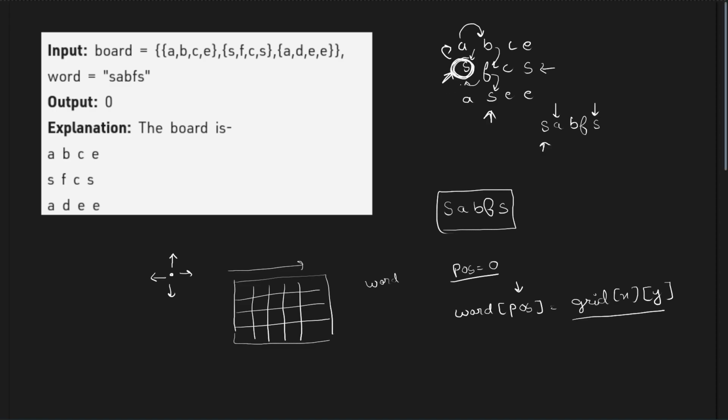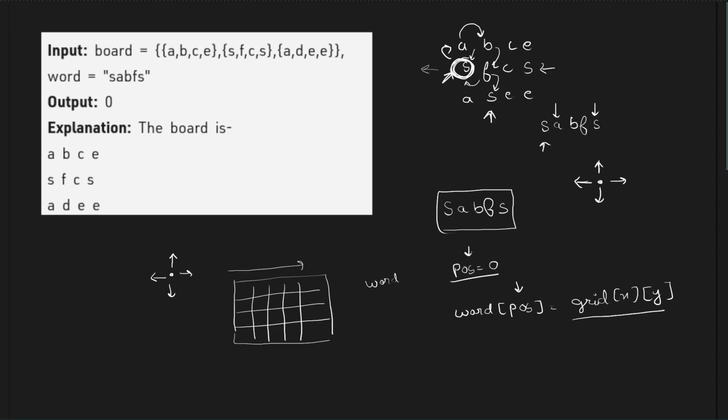Now from this particular S, I'll try to explore all the 4 directions. So if I am at S, I will try to explore all the 4 directions, right? So in this case, I would have gone down, up and right, since I cannot go left because I'll be out of the grid in that particular case. So now, how do I verify whether these up, down or right positions are valid or not?